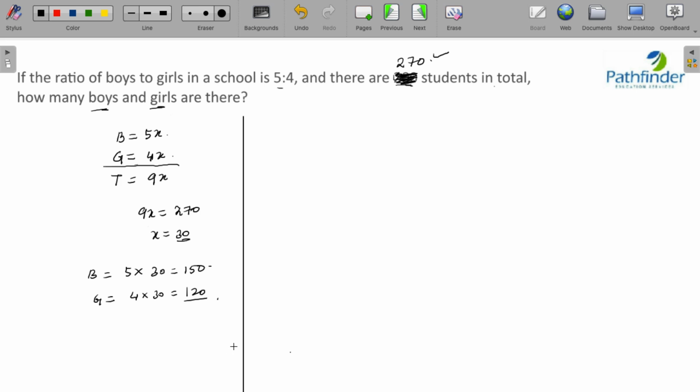I could have also solved by saying that the number of boys is 5 by 9, that is 5 by 5 plus 4, the 5 by 9th part of the total, and got the value of the number of boys directly. Similarly, since the ratio is 5:4, boys to girls, girls are 4 by 9 of 270. So the number of girls will be 120.